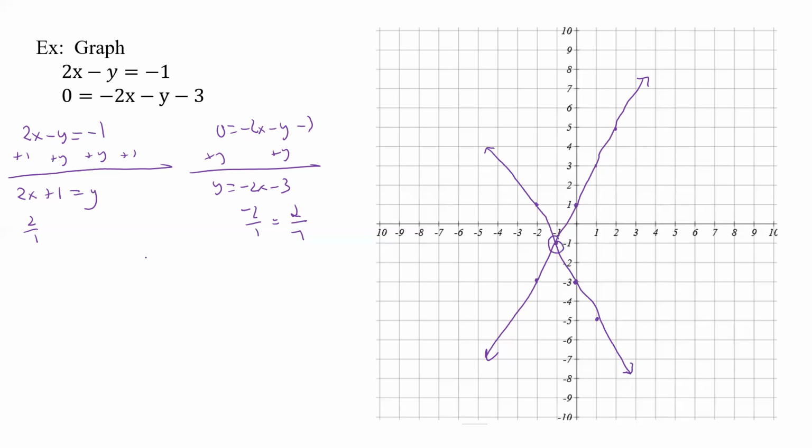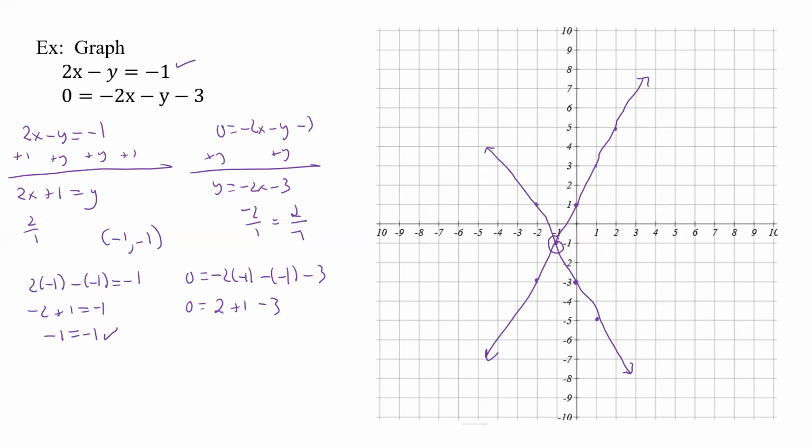And it appears my intercept is at -1, -1. Okay, so plugging it back into the original equation, I have 2 times -1 minus a -1 equals -1. Well, that's a -2 plus 1 equals -1, and so -1 equals -1, so that checks. And here I have 0 equals -2 times -1 minus a -1 minus 3. So that's 0 equals, minus minus is plus, 2, and then plus 1, and then minus 3. Well, 2 plus 1 is 3 minus 3, so 0 equals 0. So that checks as well. So that is our intercept.